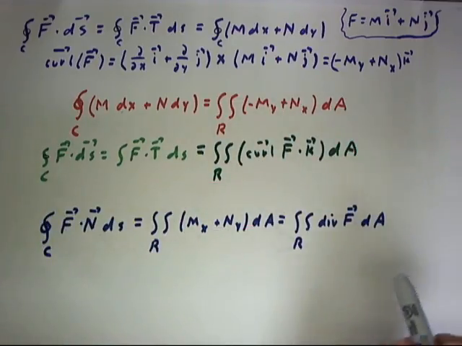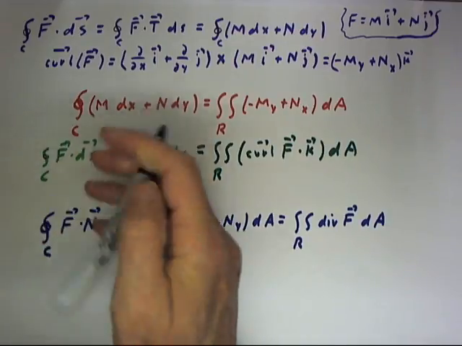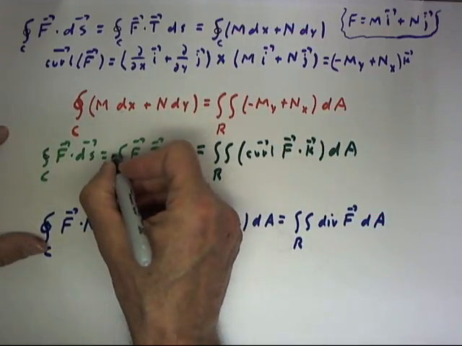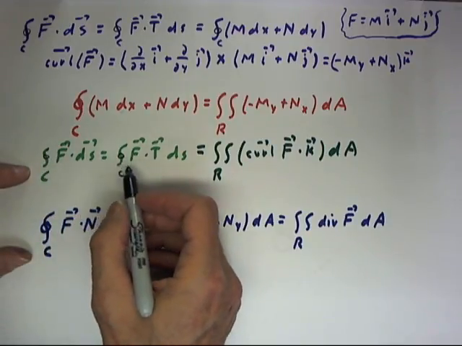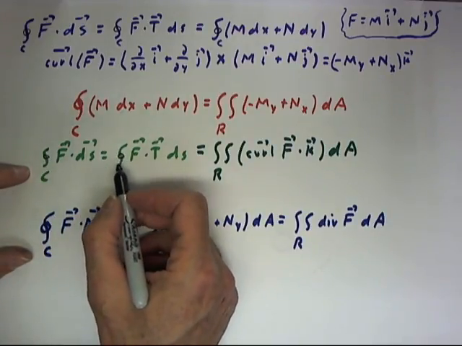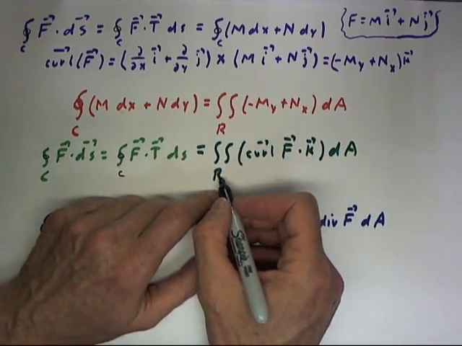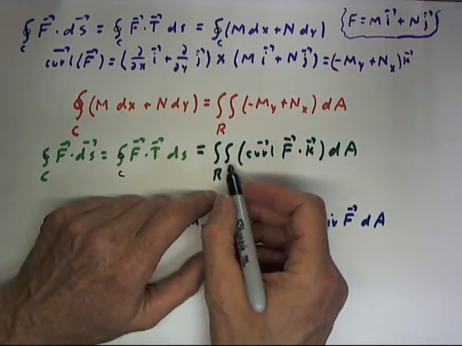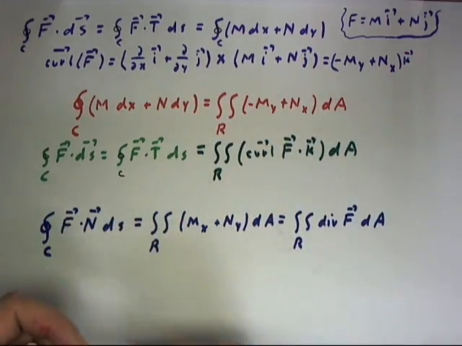When we dot k with k, of course, we get 1, so the curl of F dotted with k is equal to this. So we have the statement, the integral over a closed curve of F dot ds is equal to the integral over the closed curve of F dot T ds, and that's equal to the integral over the region of the curl of F dot k with respect to area.